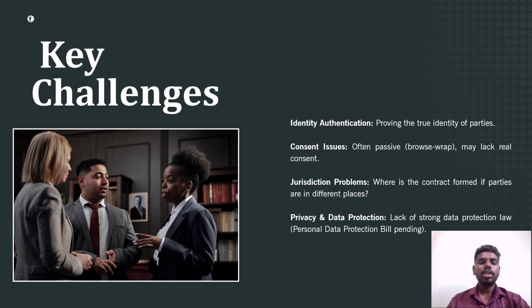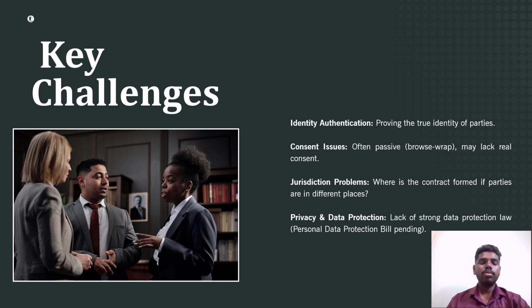And next is jurisdiction problems. Jurisdiction refers to the legal authority to resolve disputes. In traditional contracts, jurisdiction is typically clear: where the contract is signed, where the parties are located. However, e-contracts often involve parties from different geographical locations, making it unclear where the contract is considered to have been formed or where legal disputes should be adjudicated.